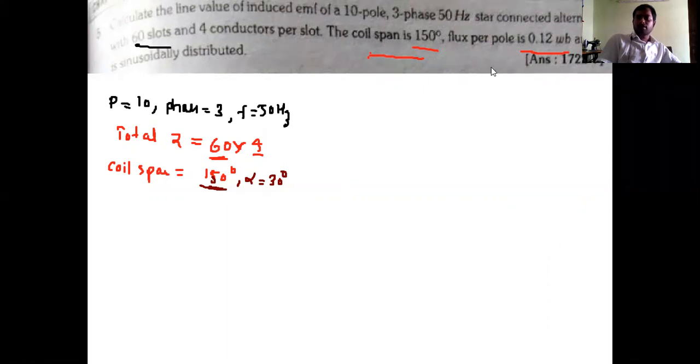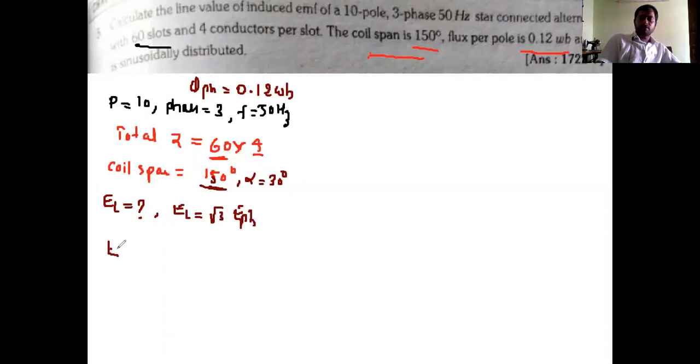And flux per pole he gave as 0.12 Webers, sinusoidally distributed. This is the given data. By using this, we need to find the line induced EMF, which is EL equal to root 3 times the phase induced EMF.